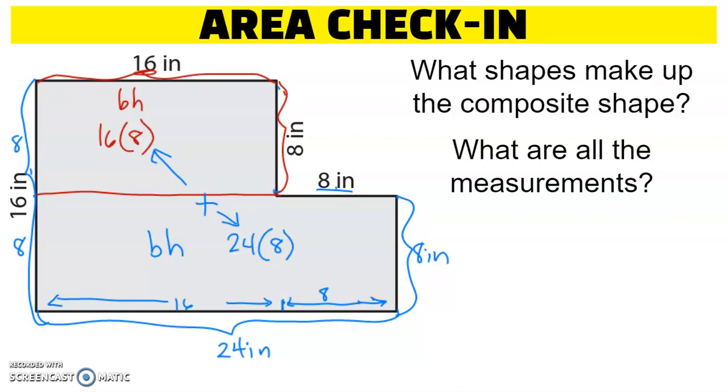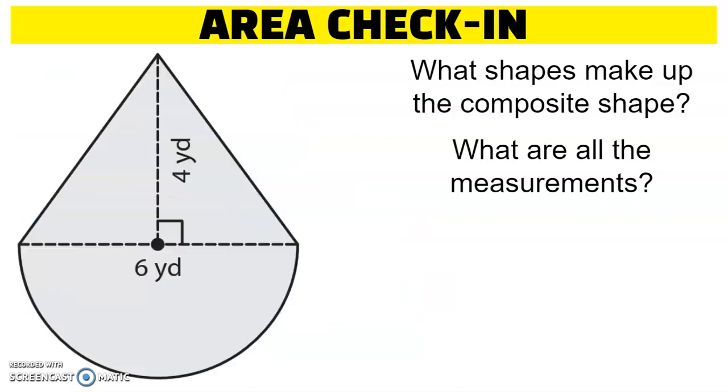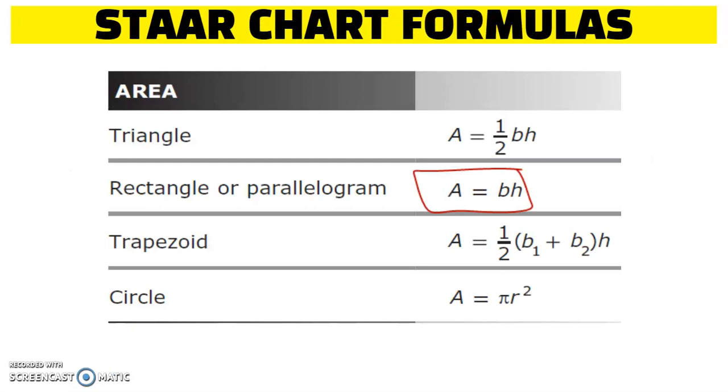So what are my two shapes? What formulas do I need? Find the measurements for those. Here I have a triangle, and I have a semicircle, a half circle. So I'm looking here now. I have a triangle and a semicircle.